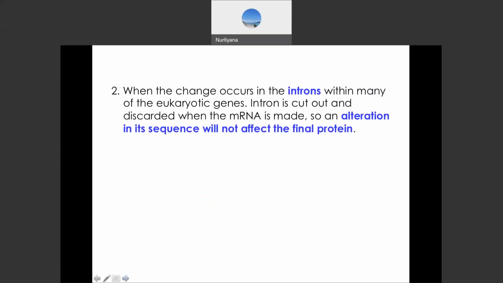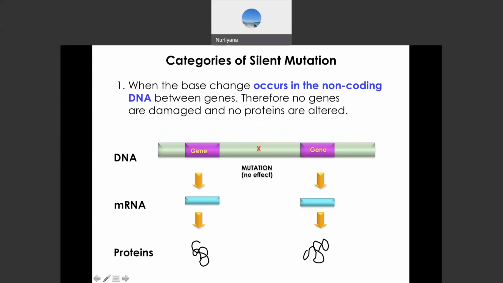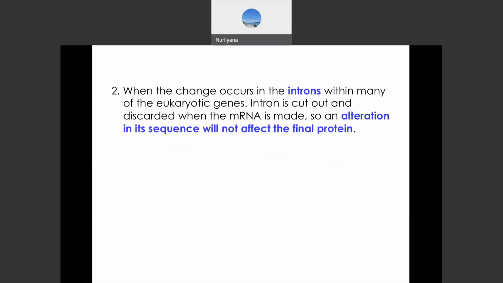So usually the changes occur in the introns. You remember, if you transcribe your DNA, you'll be getting mRNA. Before this mRNA is translated into proteins, it needs to be repackaged, where they need to remove all the introns and take up all the exons. Exons means the DNA sequence that is functional. Introns means doesn't have any function. So they need to remove all the introns and combine all the exons so that the pre-mRNA becomes mRNA before it is translated into proteins.